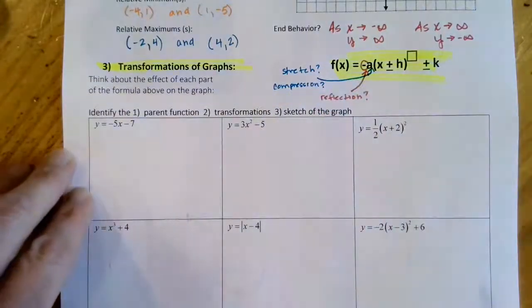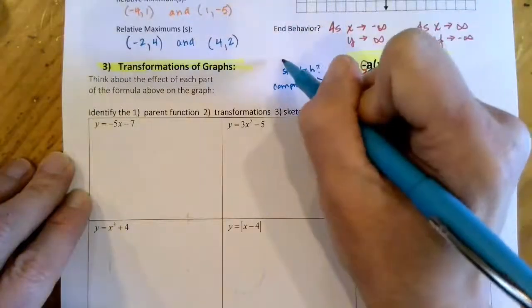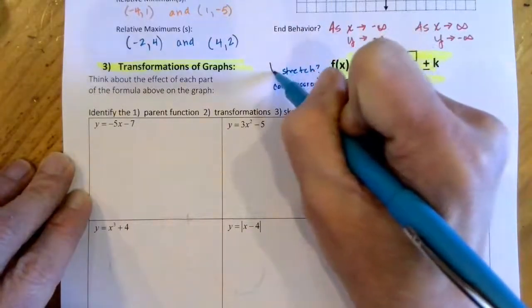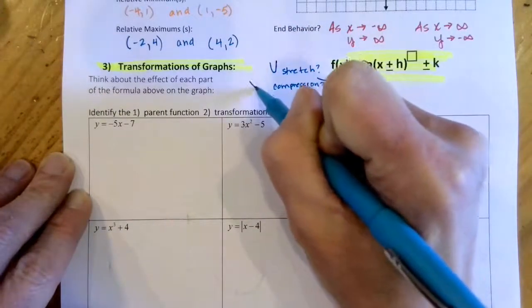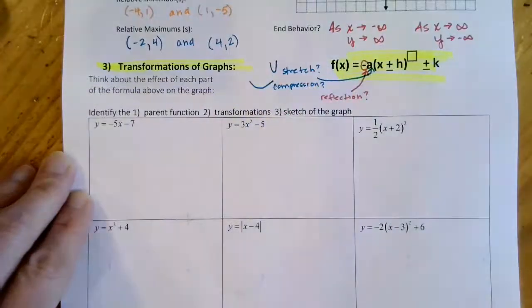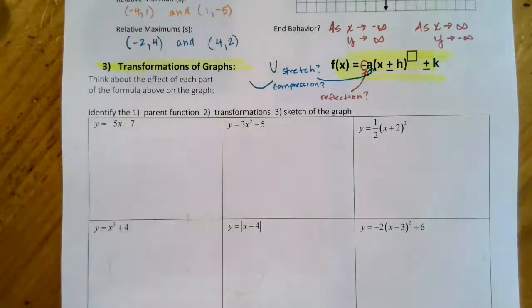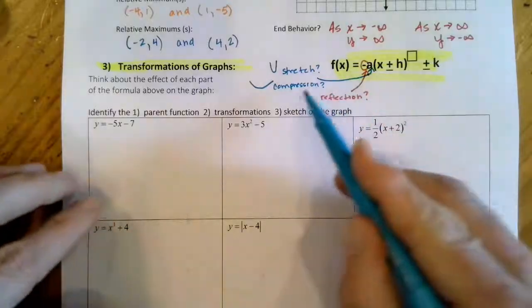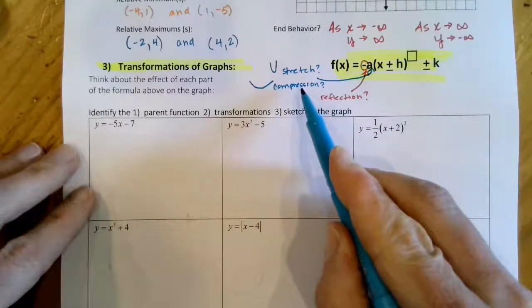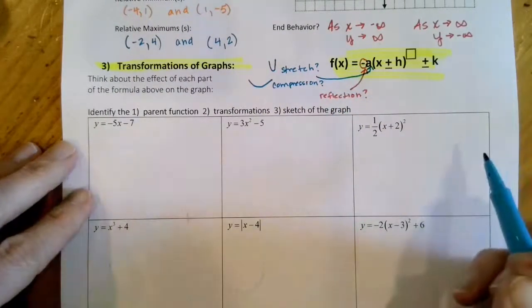So that's going to tell me whether the graph is real tall and skinny or whether it's open real wide. So your stretch, your greater than 1 values, are going to make your graph get higher faster. And anytime I have a fraction here, that means it's going to be a compression.